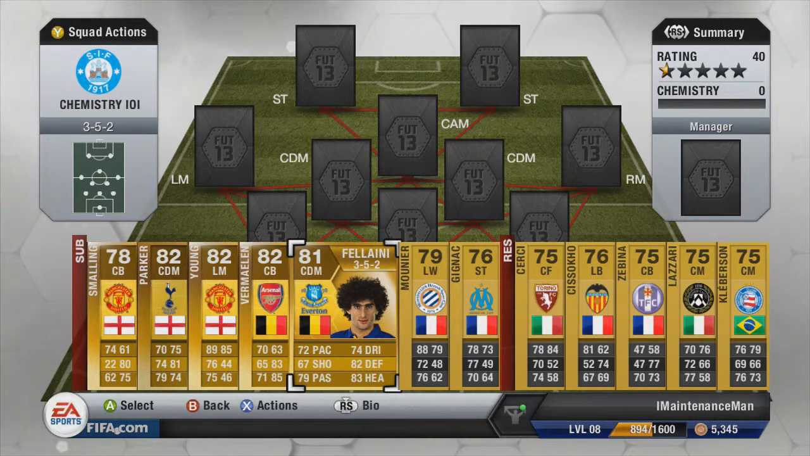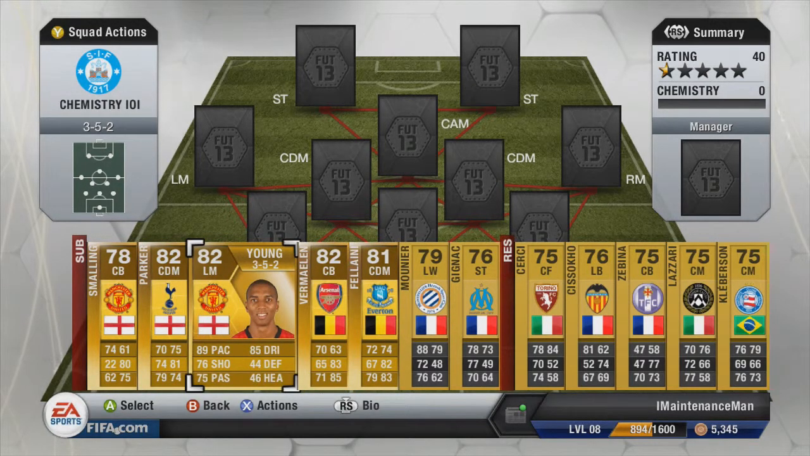I'm going to look at it through three different stages. One is by the player, number two is by the formation, and number three is by the position. By the player, I mean the club, the league, and the country that he plays for.